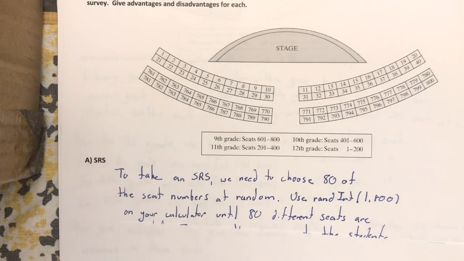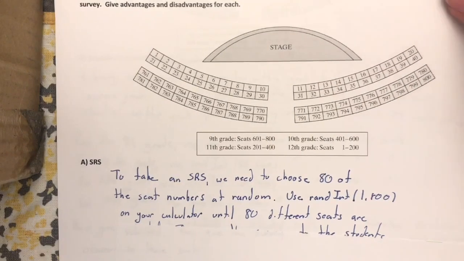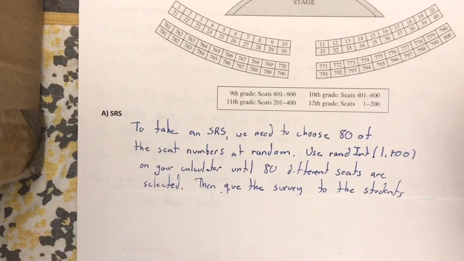are selected. Now remember, you may get repeats as you are using your calculator, and you will have to ignore the repeat and make sure that you have 80 unique numbers. Once you have the 80 different seats selected, you will then give the survey to the students in those seats.